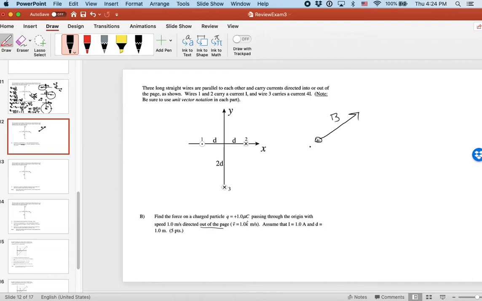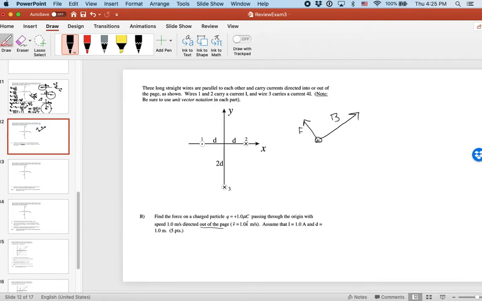So if I point my pointer finger at me, and then I rotate my middle finger so that it's pointing that way to the right, then my force is going to be up. It's going to be this way, perpendicular to B, right? So that's going to be my force. It's perpendicular to B. It says find the force. Okay, so at least now I know what the direction is, and my direction is going to be in the negative i direction and the positive j direction.